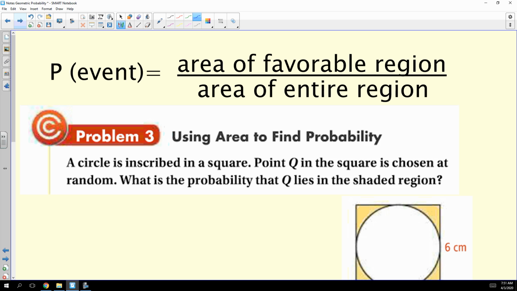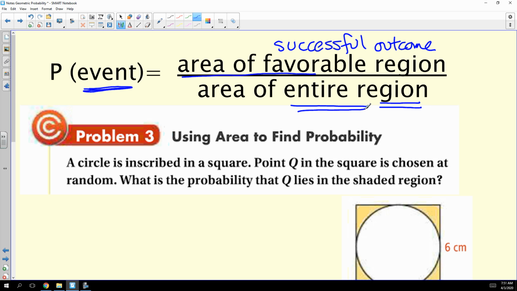And in terms of area, the probability of an event occurring in a geometric probability is the area of the favorable region. Remember, this would be called a successful outcome. This is what we want to have happen, divided by the area of the entire region, however much space you have all together. So let's take a look at this first one.